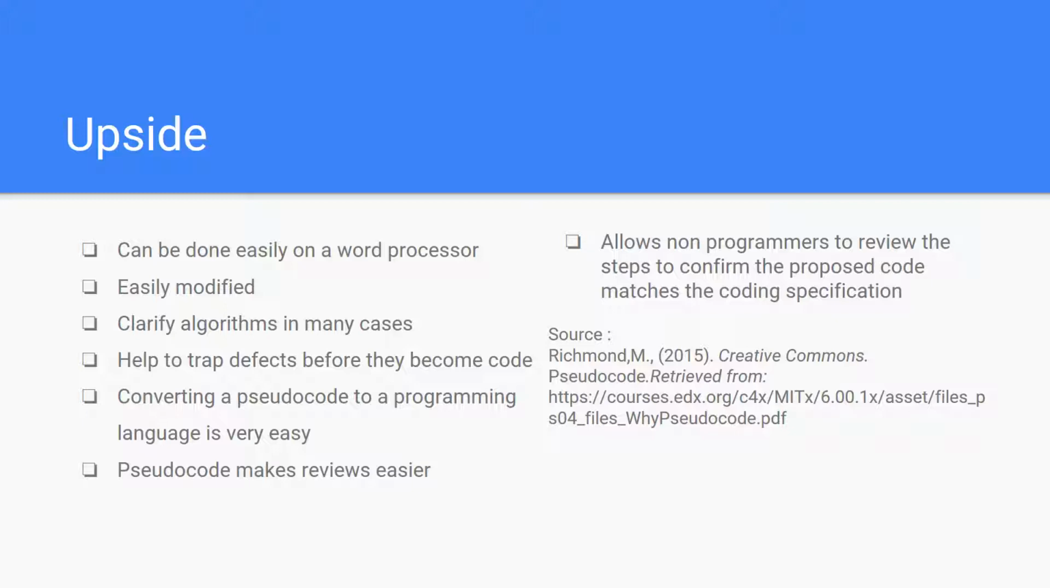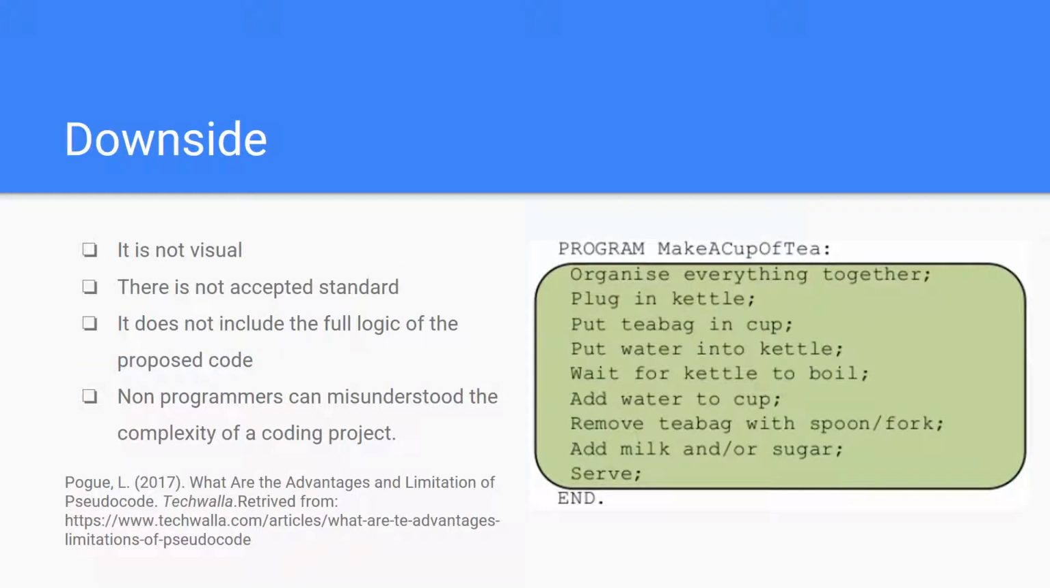Let's talk about disadvantages. While pseudocode is easy to read, it does not provide a good map for the programmer. It does not include the full logic of the proposed code. Since it's basic by nature, pseudocode sometimes causes non-programmers to misunderstand the complexity of a coding project.